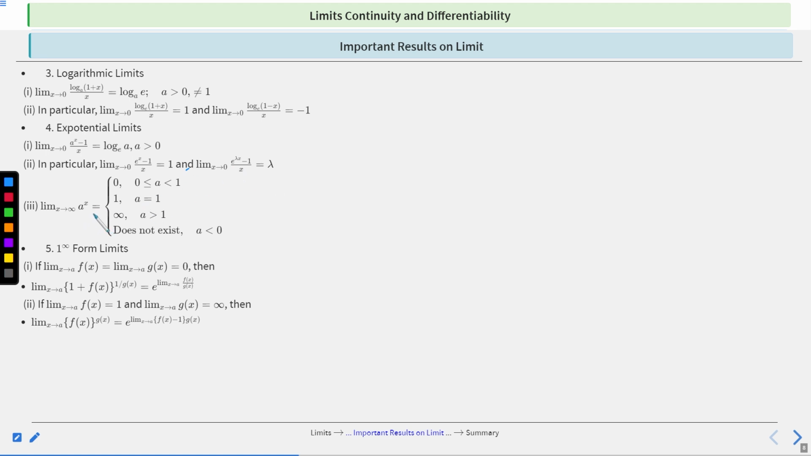Limit x tending to infinity, a^x is equal to 0 when a is between 0 and 1, 1 when a is equal to 1, infinity when a is greater than 1, and does not exist when a is less than 0.